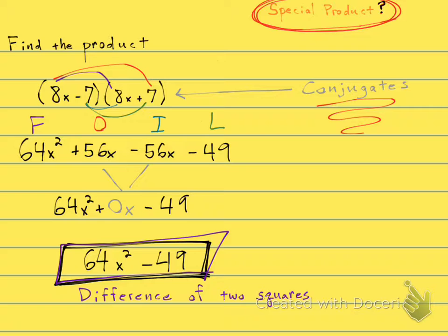Okay, very similar to English, where you conjugate verbs and you'll say, I sat, I sit, he sits, right? And they look very similar, but see how the middle is different? So that might help you remember that these two are conjugates. The first two terms are the same. The last two terms are the same, but one has a plus and one has a minus. Okay, so those are called conjugates.